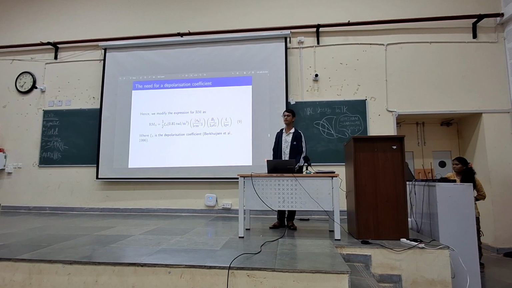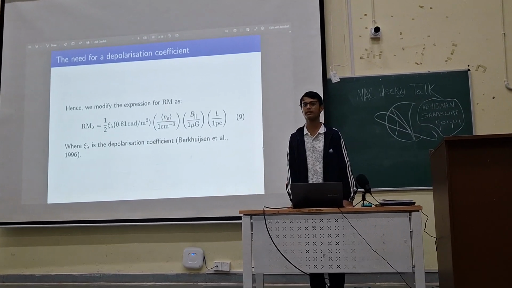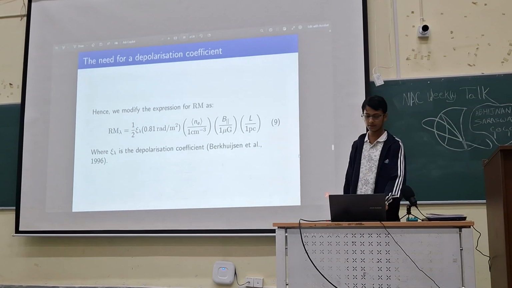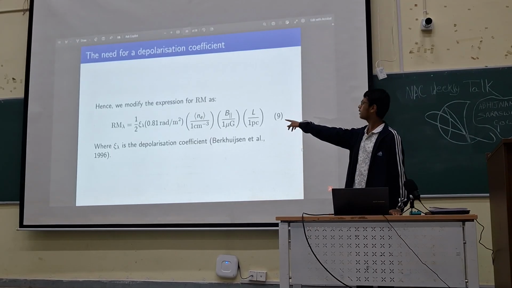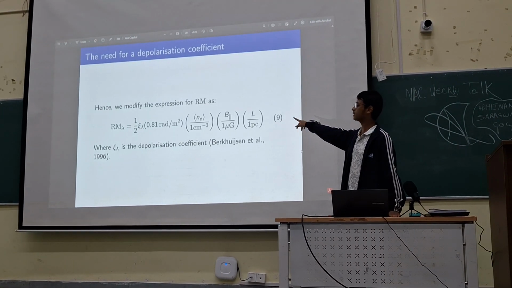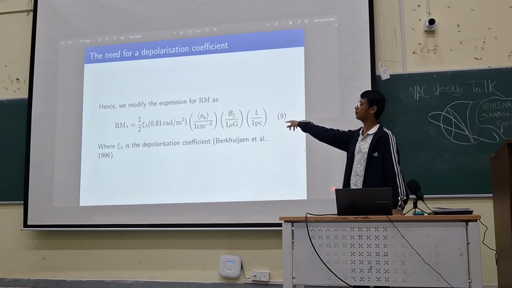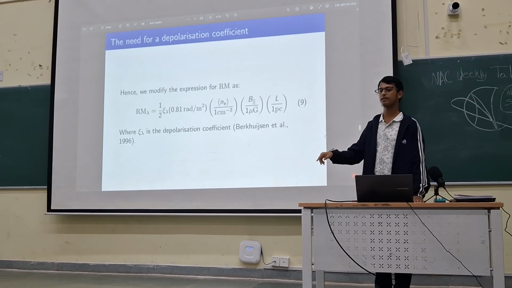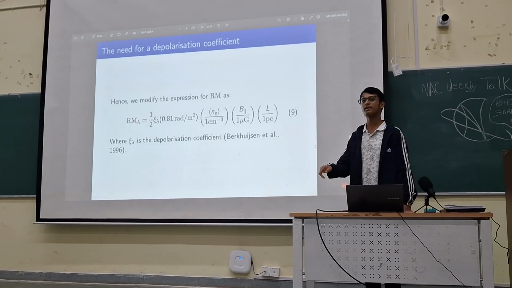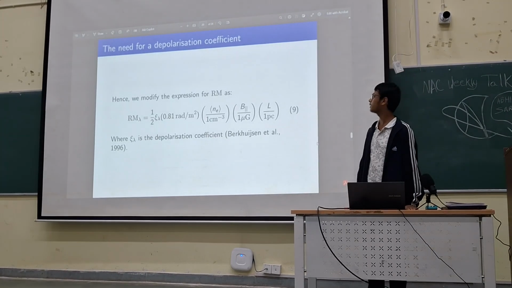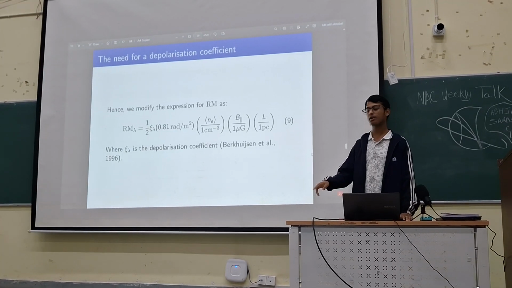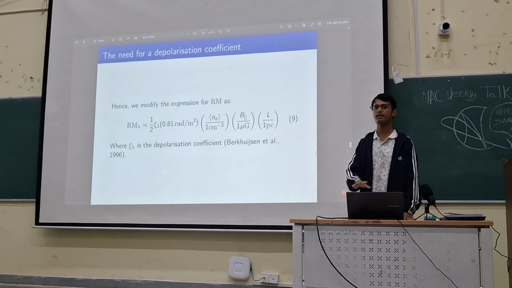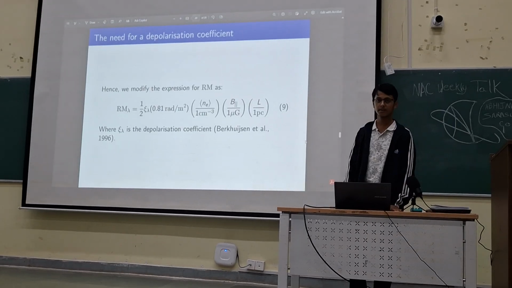Because of this depolarization, we add something called a depolarization coefficient. Our original expression for Faraday rotation measure is basically 0.81 times this expression, but now we add this concept called chi lambda. Chi lambda is our depolarization coefficient, and it varies from 0 to 1. If chi lambda is equal to 1, then there is no depolarization, and if chi lambda is approximately 0, then there is a lot of depolarization, and our light may be completely depolarized.